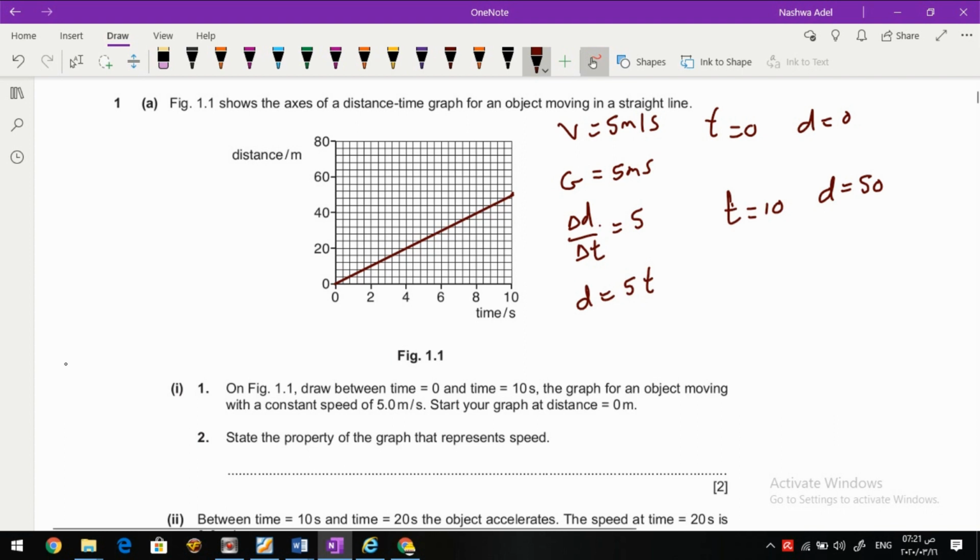Okay, let's take the property of the graph that represents the speed. The graph here is a straight line, so we can describe it as a straight line with gradient equal to 5 meters per second.